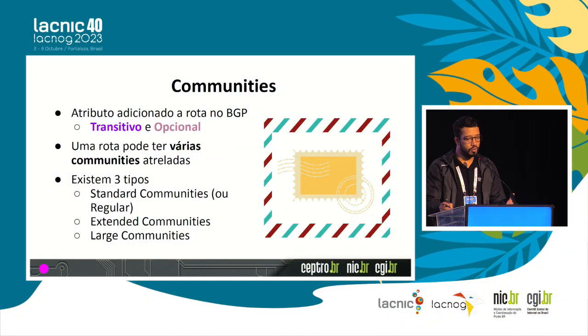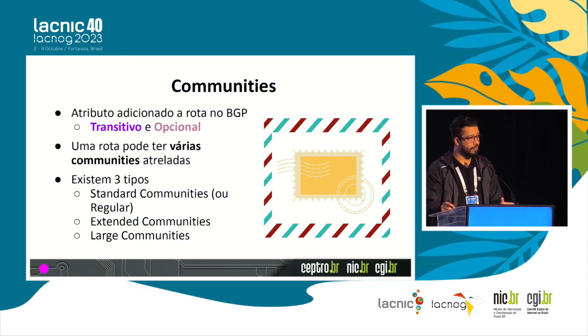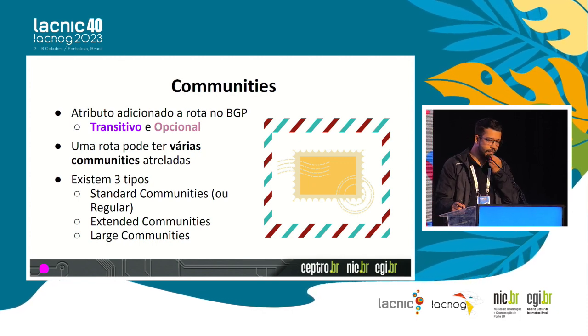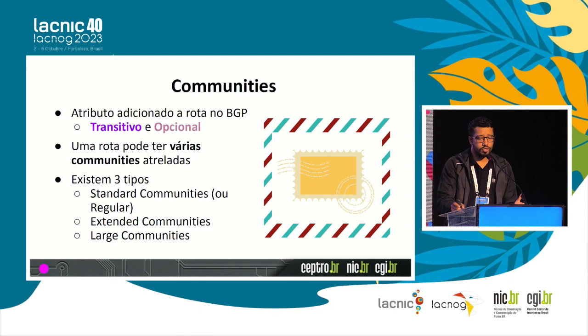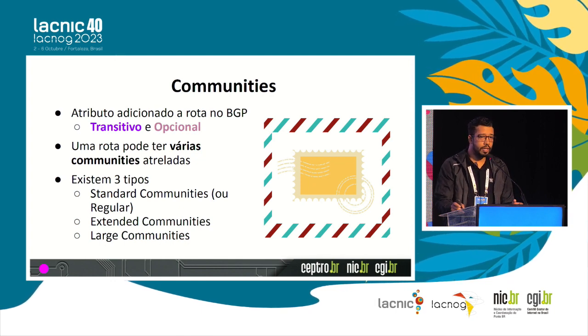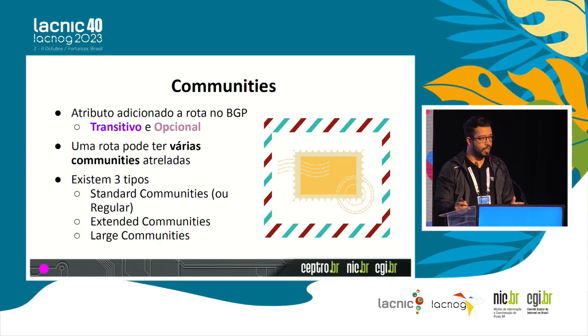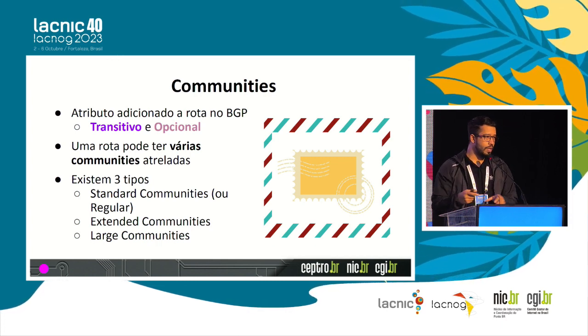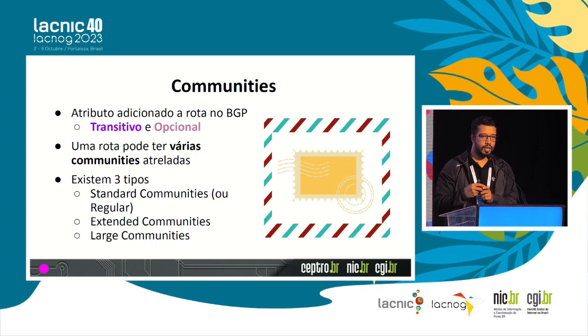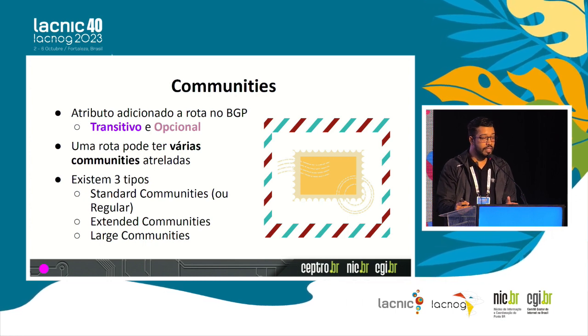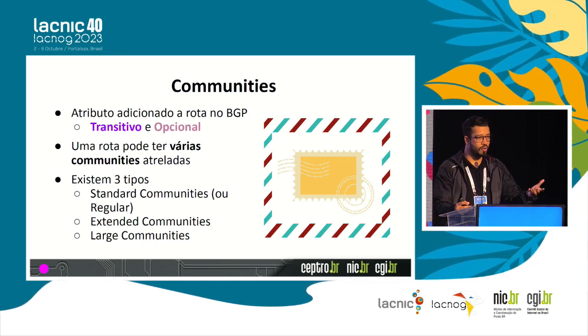So first of all, we need to understand what communities are about. It's a transitive and optional attribute in BGP, and it's as if it were a stamp that we relate to a route. That stamp has different aims. It may be just a postmark, to verify a route. It can be a stamp because we had signed an agreement previously with another autonomous system, so we receive a route with that stamp. Then we have an action, and we are having an impact.